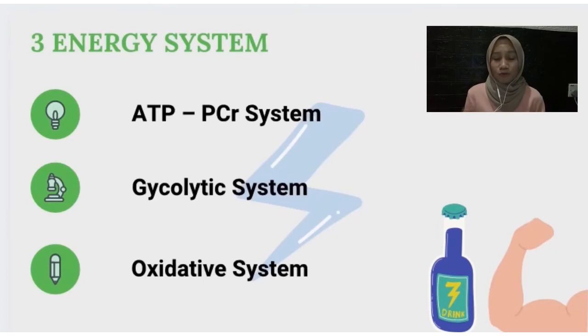Every physical movement relies on the compound adenosine triphosphate or ATP. ATP is stored in the muscle. It is immediately available to produce movement. However, storage of ATP in the muscles is limited. So, any movement that lasts longer than a few seconds needs more ATP to be produced. Our body has three energy systems that can produce ATP: the ATP-PCr system, the glycolytic system or lactic acid system, and the oxidative system.